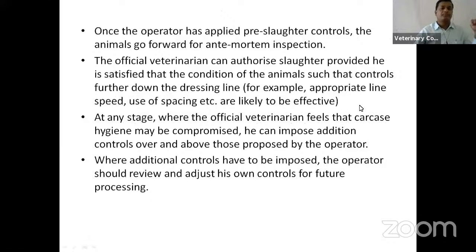Once this animal has been decided as a dirty animal or a clean animal, then it is made to move to the further steps. When a decision has been taken to slaughter that animal, then it moves further in the line.